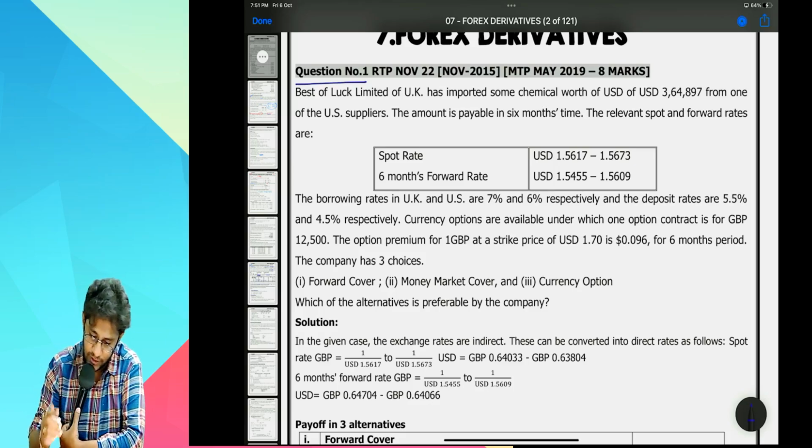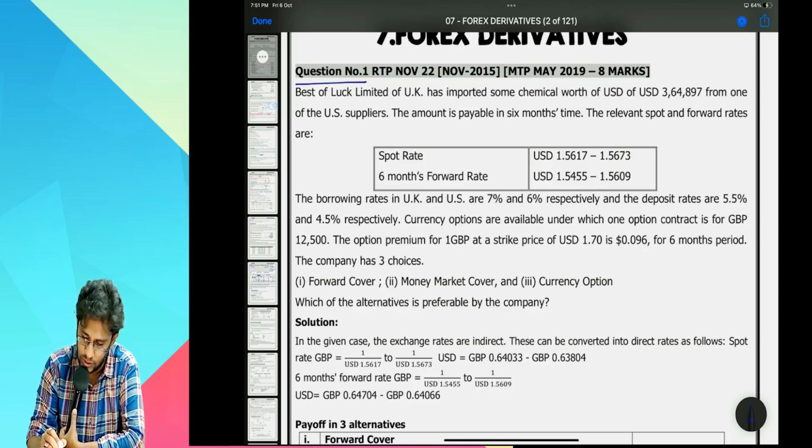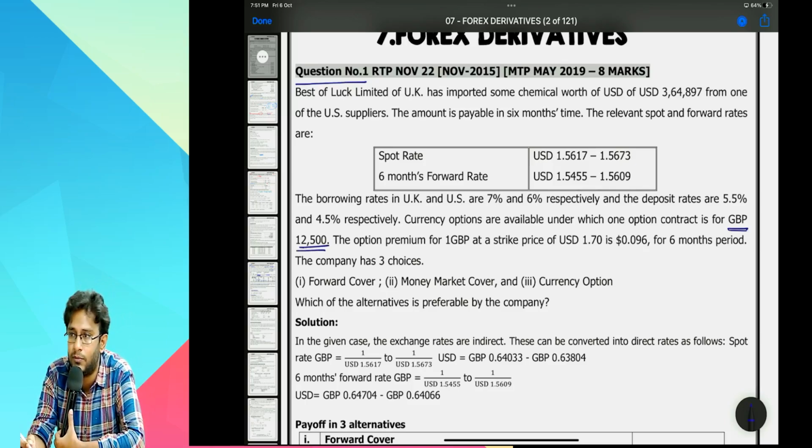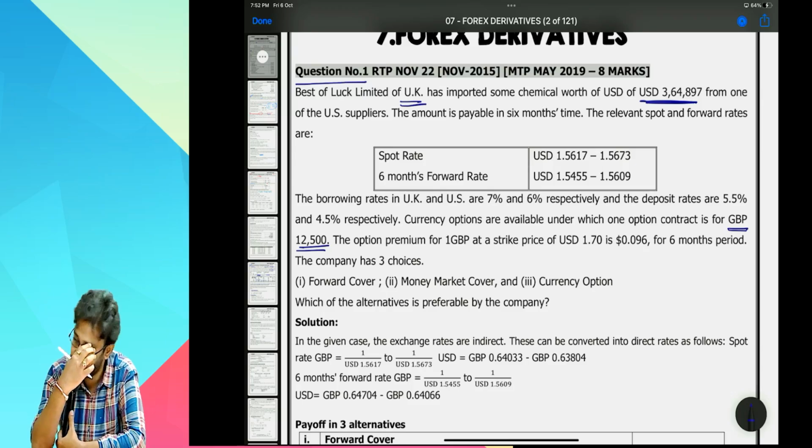Look at this. Currency options are available, under which one option contract is for GBP 12,500. Who is GBP? Pound. Lot size is given in pound and you are a UK company. That means the underlying asset is pound, which is your home currency. Underlying asset is home currency, but what you have to hedge is foreign currency dollars. Foreign currency dollar payable you are hedging using a contract denominated in pound. So you have to convert the 364,897 and then understand the number of contracts.